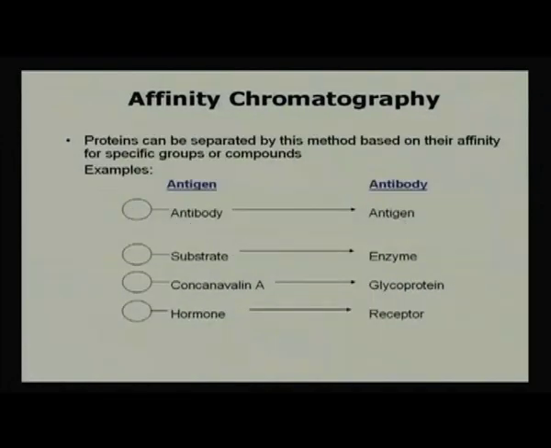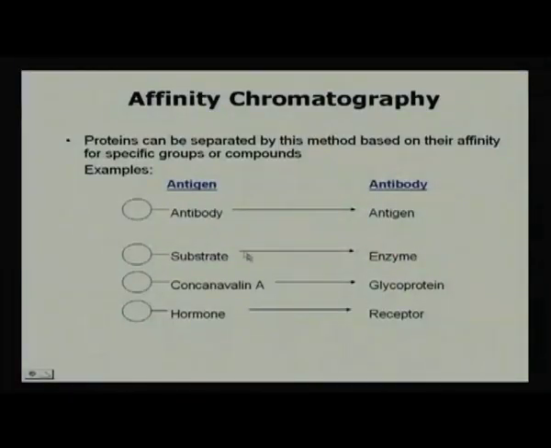So, this is the simple affinity. Based on this, I can tell you that proteins can be separated by this method based on their affinity for specific groups or compounds. If we have an antigen and an antibody, then the antigen and antibody can associate, they can bind because of their affinity. If we have the substrate and the targeted enzyme, suppose protein is there, protease is there, so protein and protease will come and just bind.